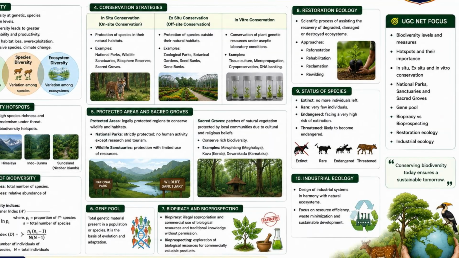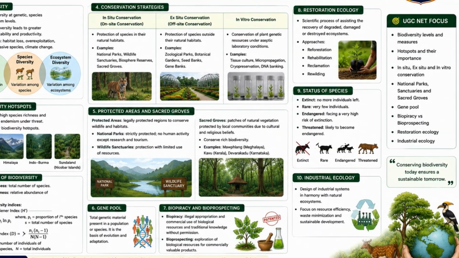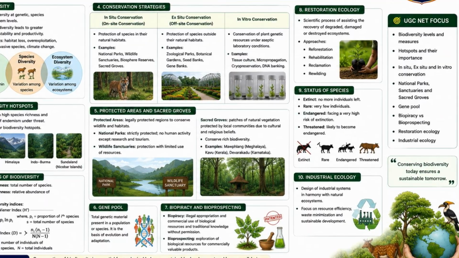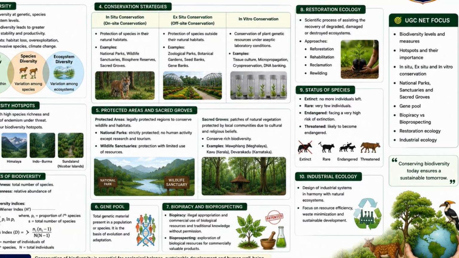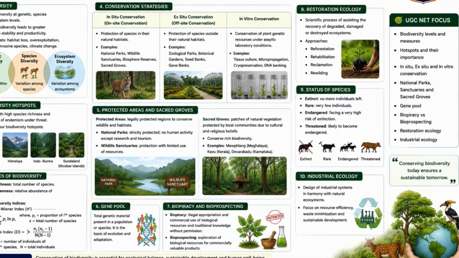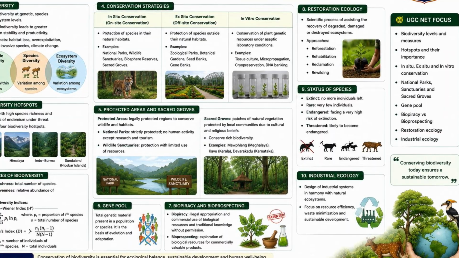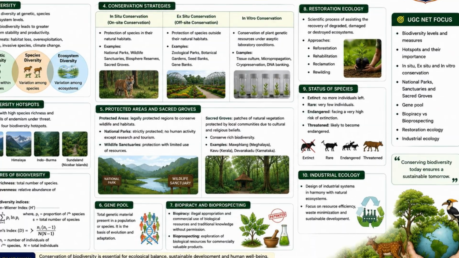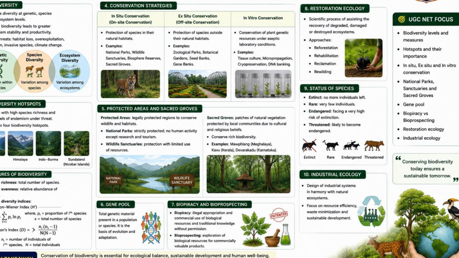ecosystems. Restoration measures include reforestation, habitat reconstruction, reclamation, and rebuilding. Based on their conservation status, species may be categorized as extinct, rare, endangered, or threatened. Extinct species are those that no longer exist anywhere on Earth. Rare species occur in small populations and have restricted distributions.